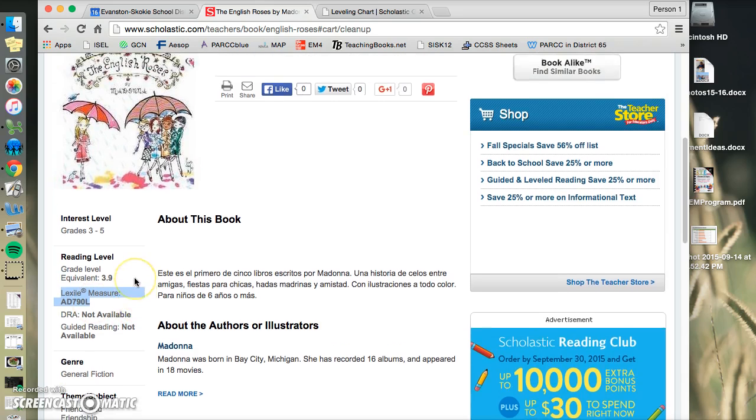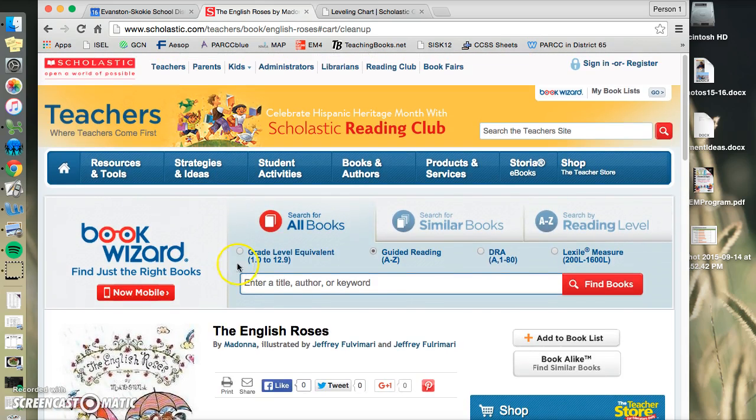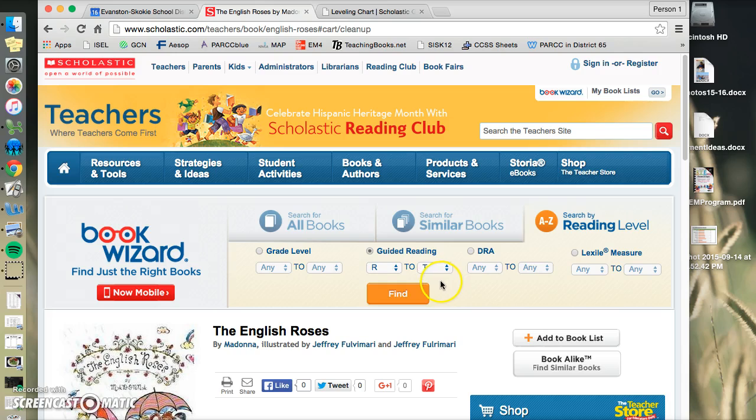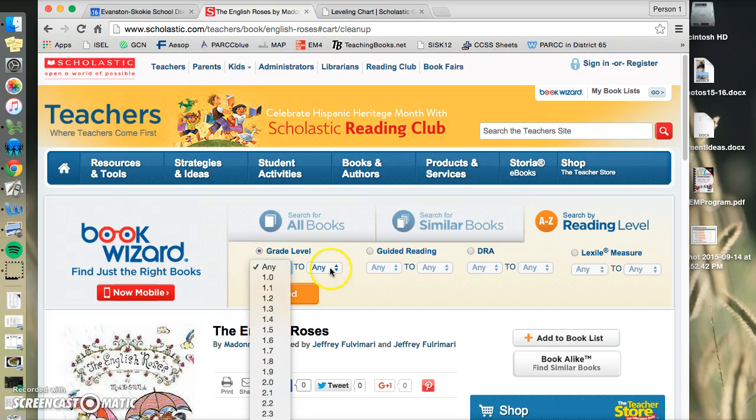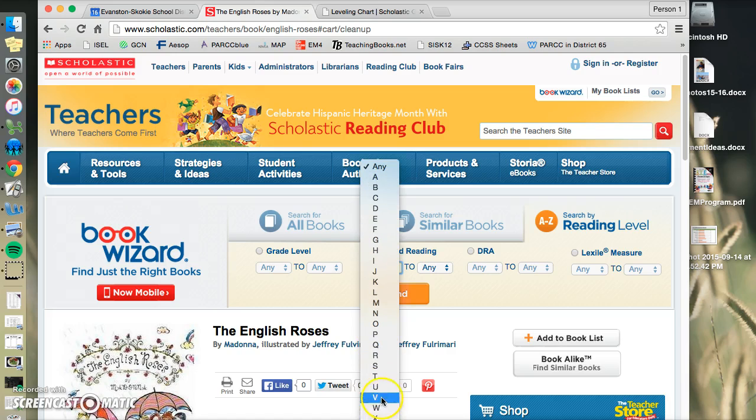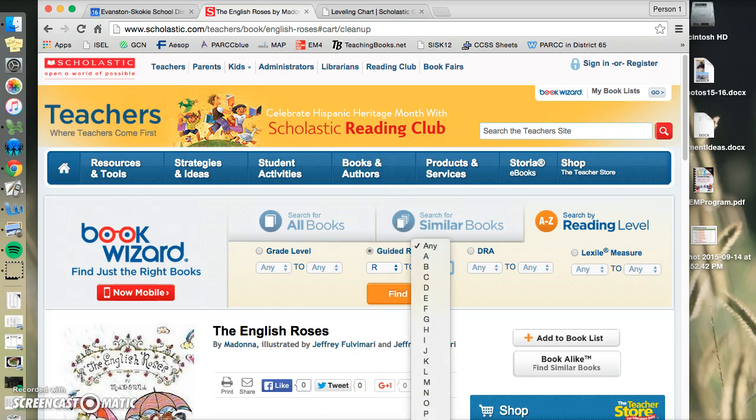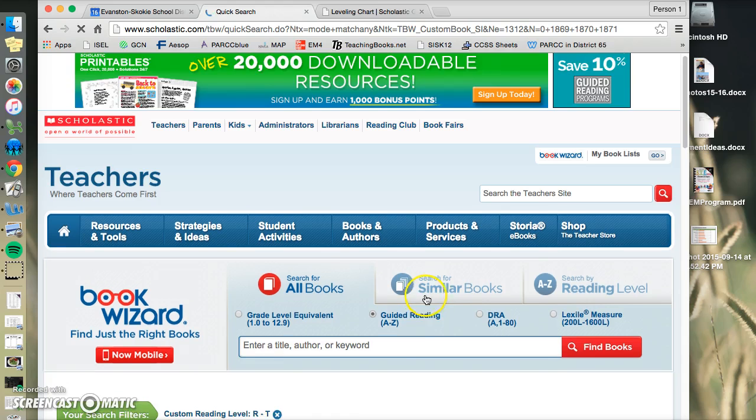All right, one last thing I want to point out is that if your student knows their guided reading level, and we want some books, we know that my student is at about an S. So I'm going to do plus or minus 1, R to T. And again, I clicked on guided reading. You could also do this for grade level, DRA, Lexile if you know any of those. But again, guided reading level is the most straightforward for me. So I said R to T. And if I go to find, this should give me some suggestions on books to read.